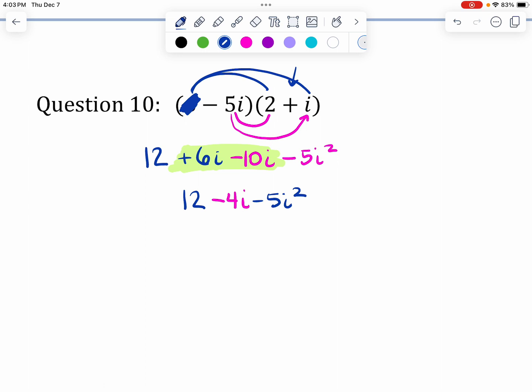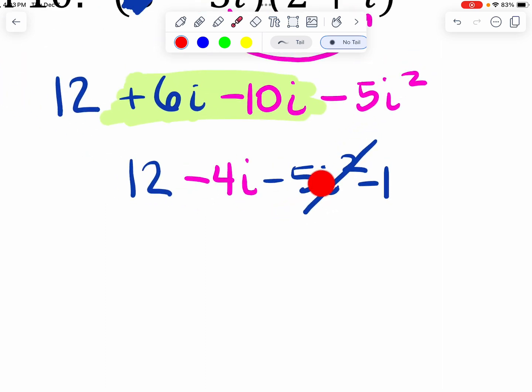The one thing you have to remember is that the other issue is that i squared is worth something else. That i squared is worth negative 1. And if you notice, the connection between the negative 5 and the i, there's a times symbol right here, even though you don't see it. So this isn't really saying negative 5i squared. It's saying negative 5 times i squared. And negative 5 times i squared is the same thing as negative 5 times negative 1. And when you multiply negative 5 times negative 1, what you end up with is a positive 5.